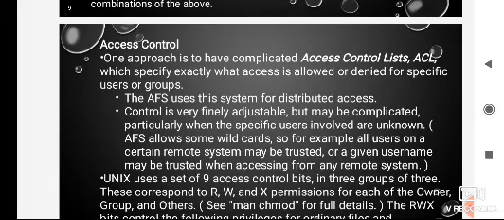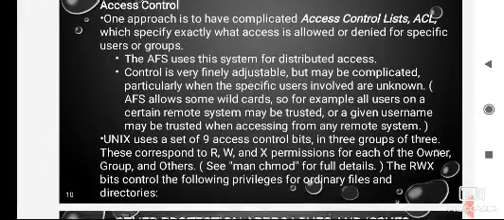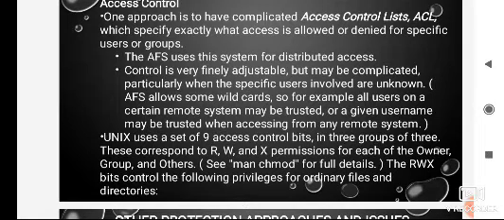Then access control. One approach is to have complicated access control, which specifies exactly what access is allowed or denied for specific users or groups. AFS uses this system for distributed access. Control is very finely adjustable but may be complicated, particularly when the specific users involved are unknown. Unix uses a set of 9 access control bits in 3 groups of 3. These correspond to read, write and execute permissions for each of the owner, group and others. The RWX bits control the following privileges for ordinary files and directories.